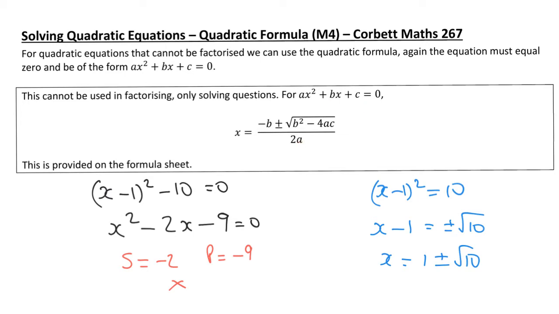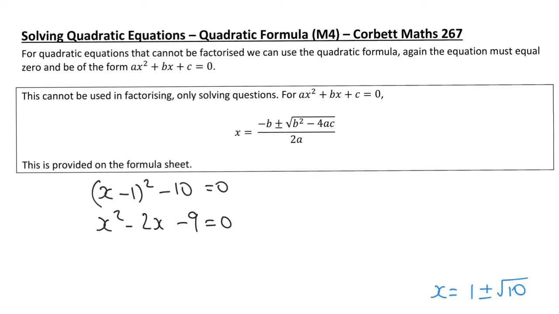So a is the coefficient of x², b is the coefficient of x, and c is the number term. And if we substitute these values into the quadratic formula, we should get our two solutions. So let's look at that now. If we look at this x² − 2x − 9 = 0, we have that a, the coefficient of x², is equal to 1. The coefficient of x is −2, and the number term is −9.